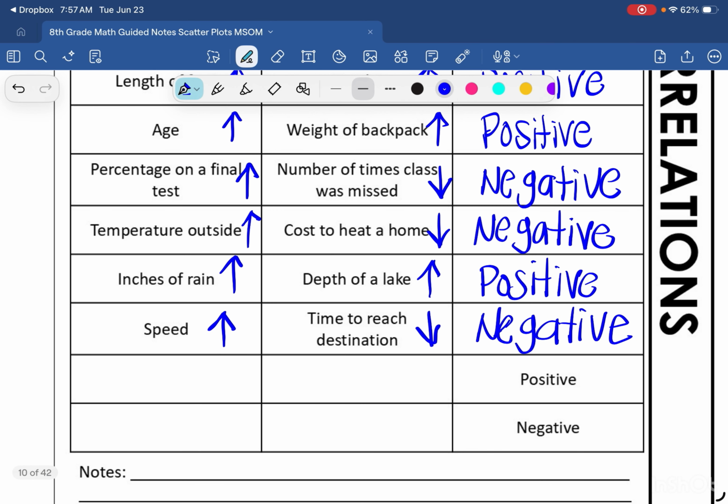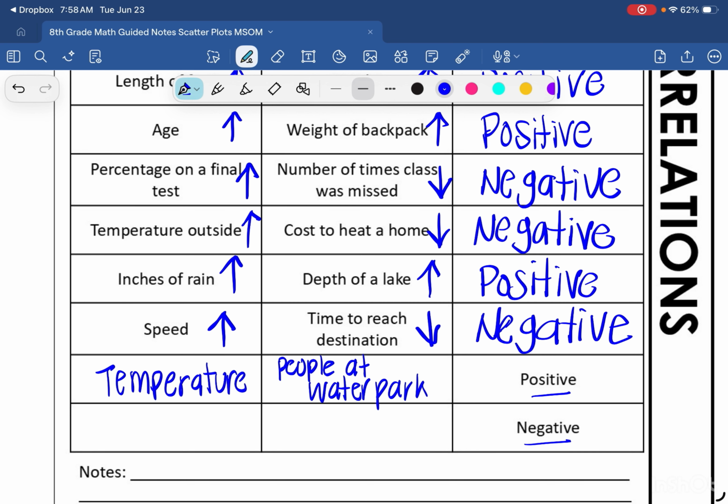Now it wants me to make up my own, so I need to think of a positive correlation and a negative correlation. Let's do, for positive, what if I did temperature and the number of people at the water park? Generally speaking, as the temperature increases, the number of people at a water park will also increase.